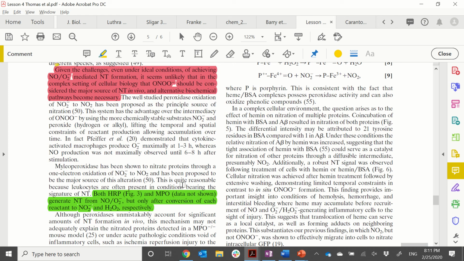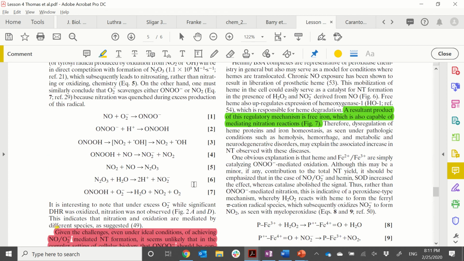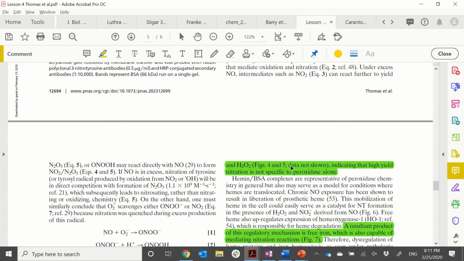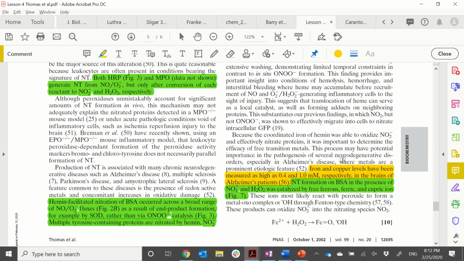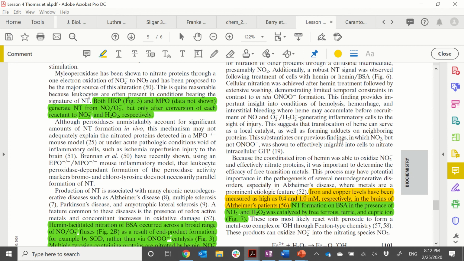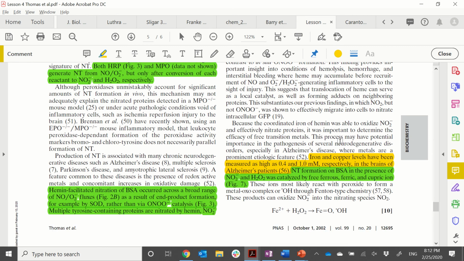And then from there, the authors in several places that are highlighted in green here present evidence such as Figure 3, Figure 4 and 5, Figure 7, various ways in which they show that metal helps to cause nitration of tyrosines. And so the rest of the discussion continues to provide supporting evidence for this hypothesis.